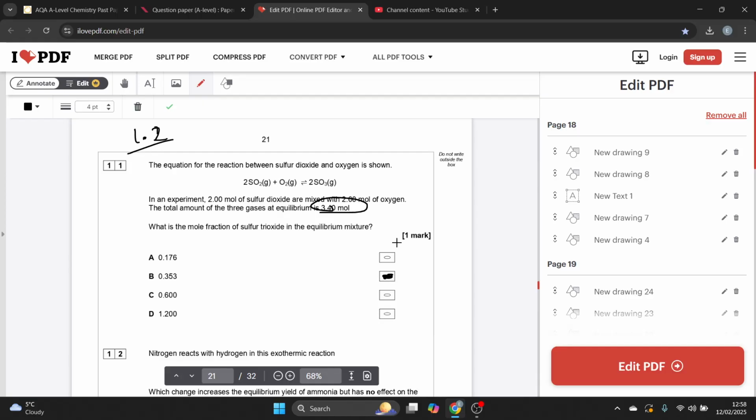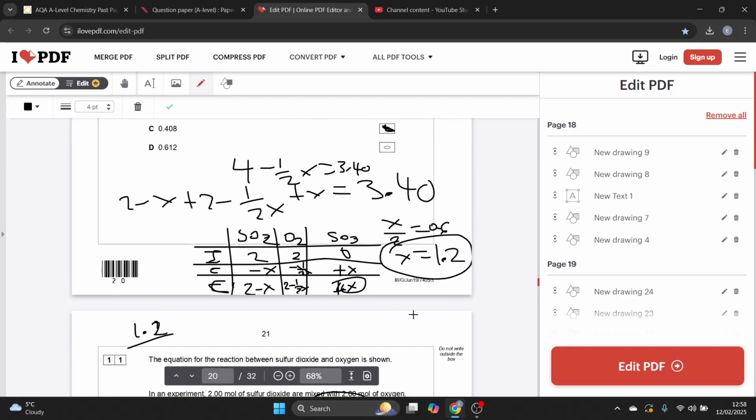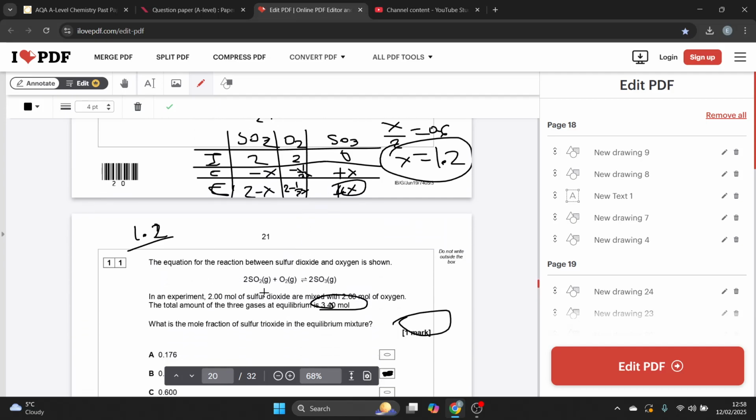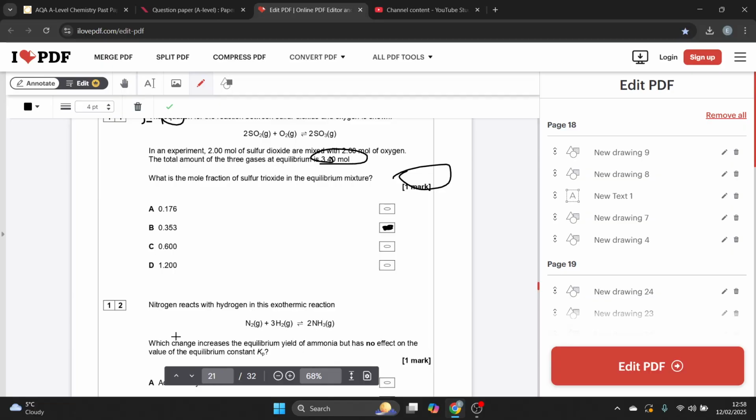So don't be fooled, with these 1 markers you might have to use algebra and make it equal to 3.40, then get x and realize it's 1.2. The total number of equilibrium moles is 3.40, and then that's your answer. You get 0.3529, 0.353, 11b.